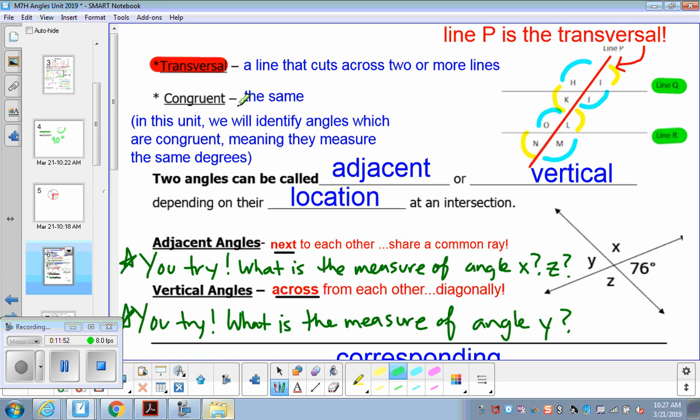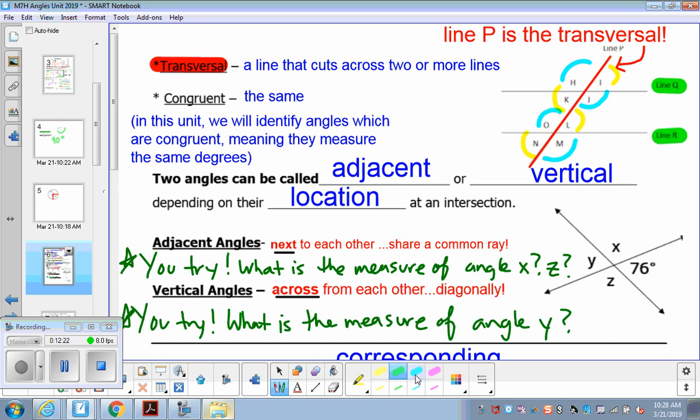Now, this is the tough part. This part's going to be a little bit tricky, okay? You guys might have a hard time discovering the difference between adjacent and vertical angles. So I'm going to try to be very clear about the difference between adjacent and vertical, and it has everything to do with their location at an intersection, okay? It has everything to do with their location at an intersection. Now, in the picture up here, I've got it color-coded so that you can kind of see the blue angles going together versus the yellow ones, all right?